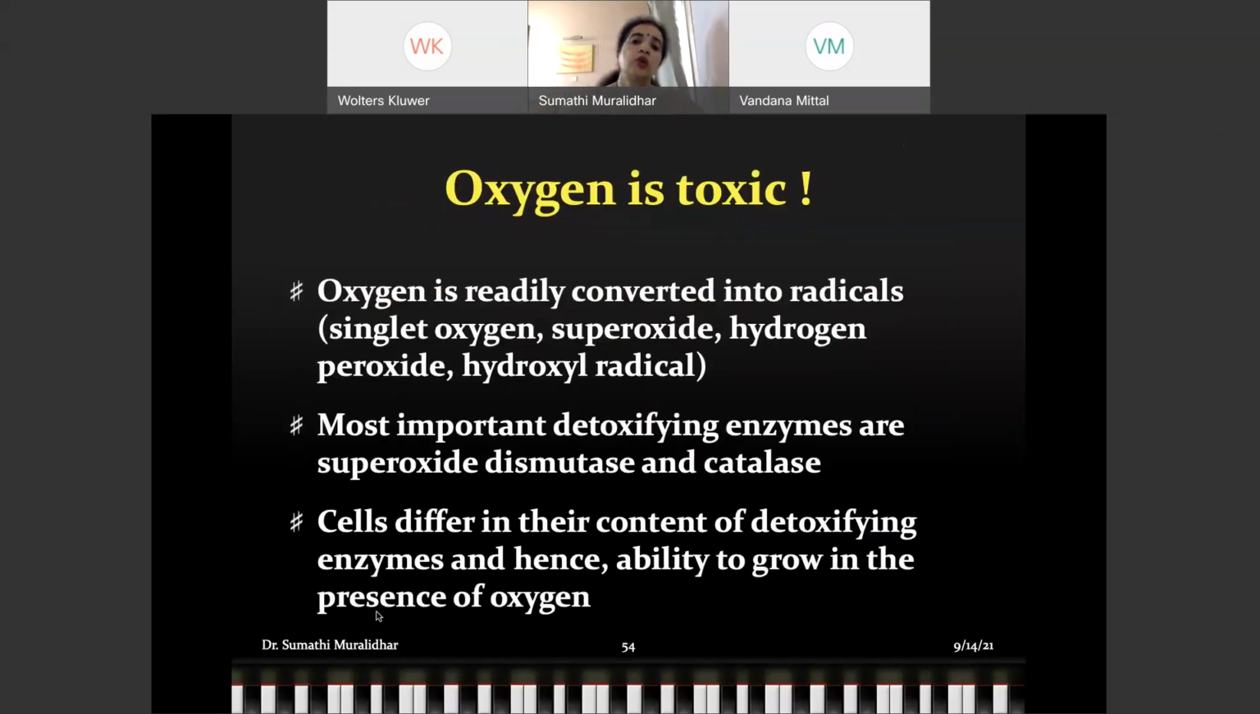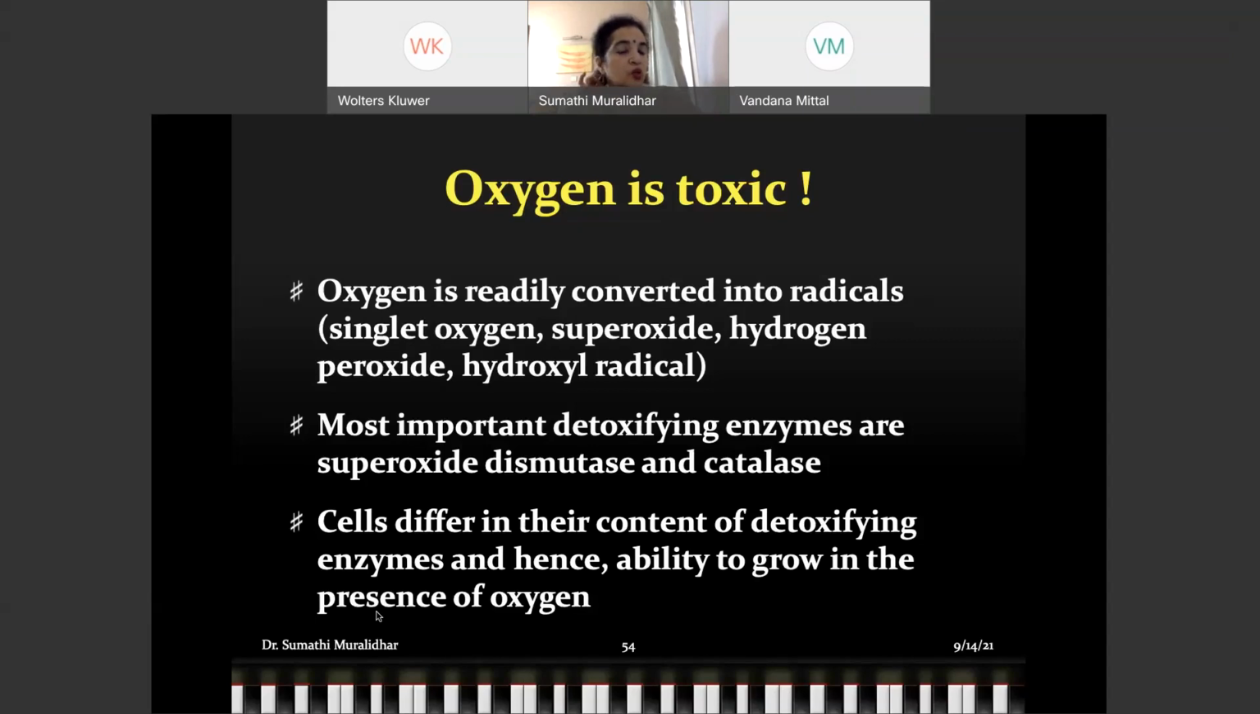So oxygen, why is it toxic for the anaerobic bacteria? Because oxygen is readily converted into some radicals like singlet oxygen, superoxide, hydrogen peroxide, and hydroxyl radical. So these are very toxic to the cell. Most bacteria have the enzymes to detoxify these toxic radicals. These enzymes are mostly superoxide dismutase and catalase. So depending on the presence or absence of these enzymes, the bacteria will be able to survive.